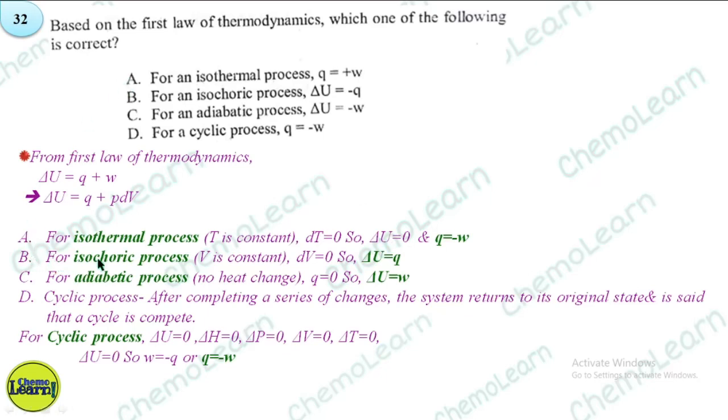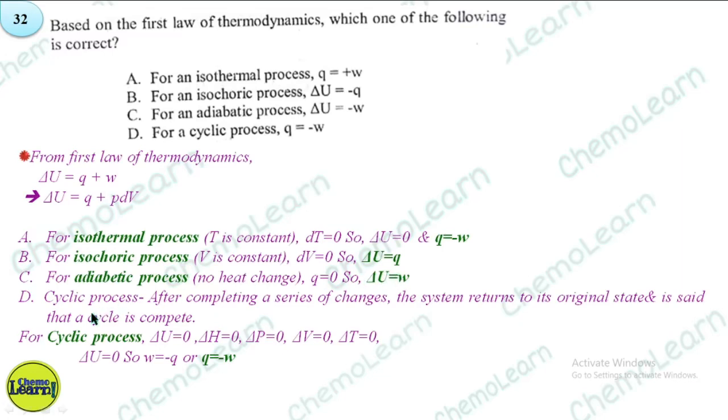Option B, for isochoric process. For an isochoric process, volume is constant, so change in volume equals 0. So, delta U, change in internal energy, will be Q, because this P dV becomes 0, and delta U equals Q. For an adiabatic process, there is no heat change, that means Q equals 0. So, delta U, change in internal energy, equals W.